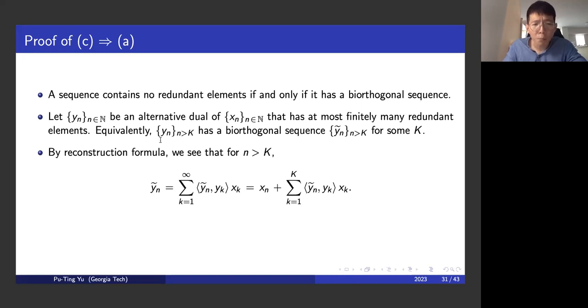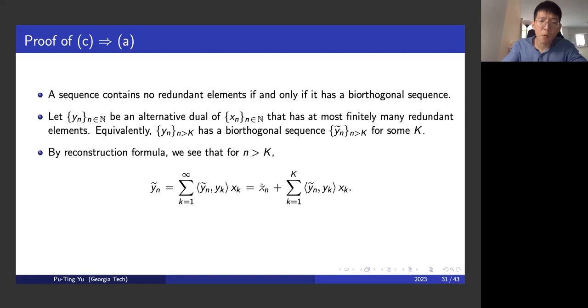And because Yn tilde is a biorthogonal sequence to the sequence Yn for n greater than k, we can further rewrite this infinite sum as Xn plus the sum of Sk multiplied by the inner product of Yn tilde and Yk. So that means that Yn tilde is just a finite dimensional translation of Xn.